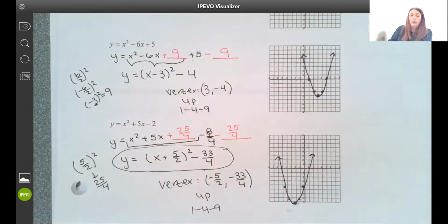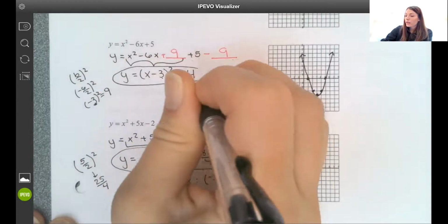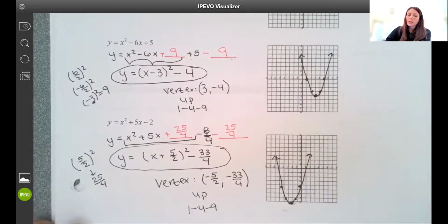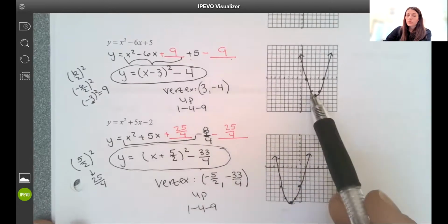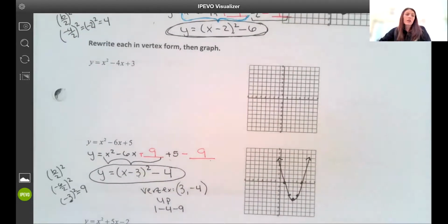Okay, so now I'd like you to try to rewrite that first function in vertex form, and then use vertex form to graph a picture of that first function up here, and then play the video and see how you go.